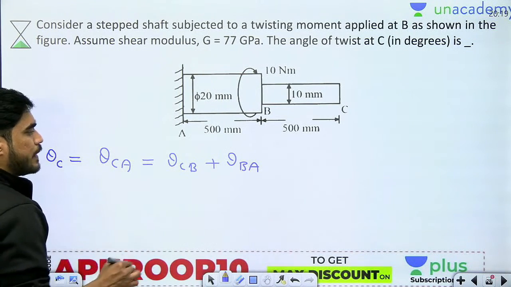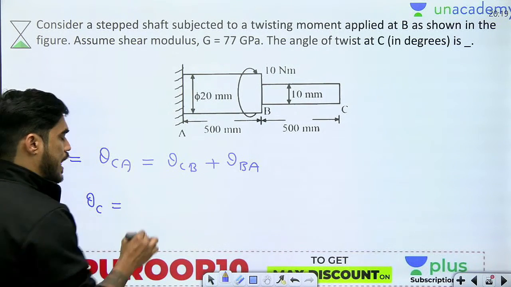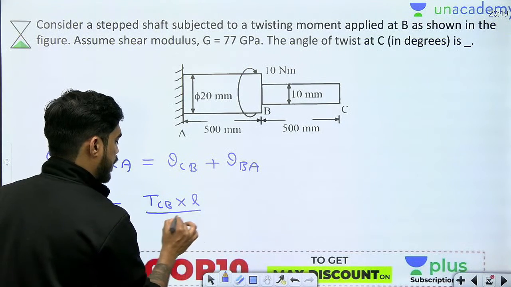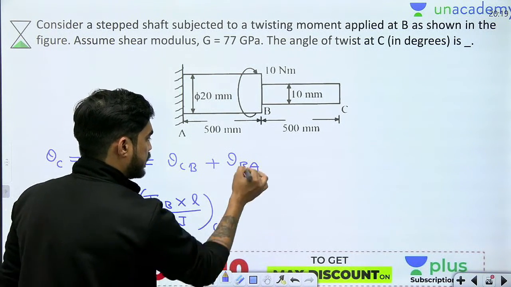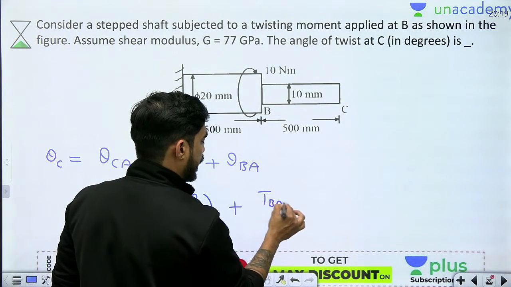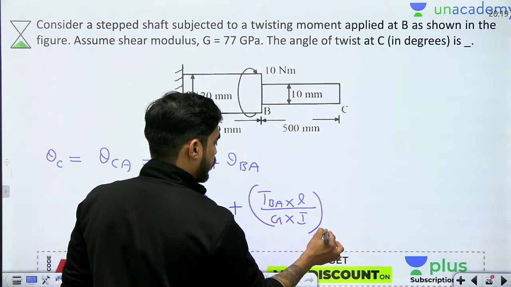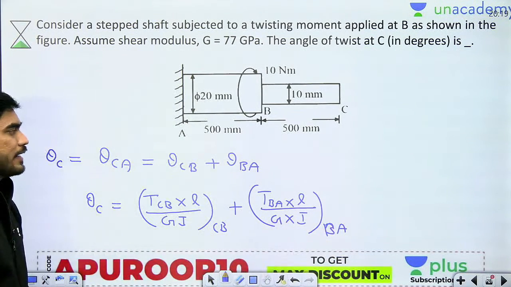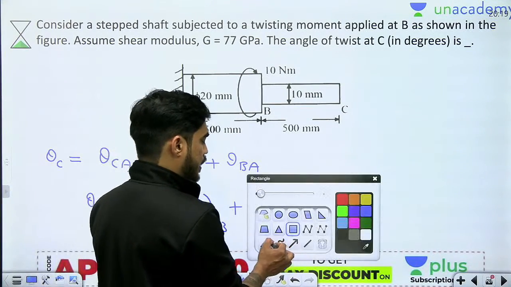Theta CB will be equal to what beta? Torque in CB into length divided by G into J. Okay. And theta BA will be torque in BA into length divided by G into J. तो मेरे भाई अब यहां पे हमको पहले तो टॉर्क निकाल लेना है. First we need to find the internal torque.